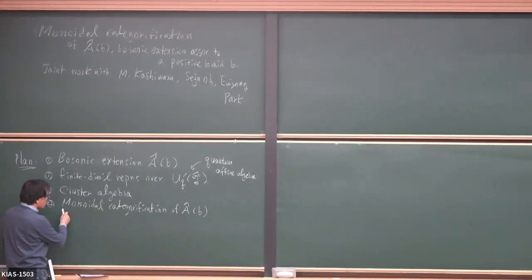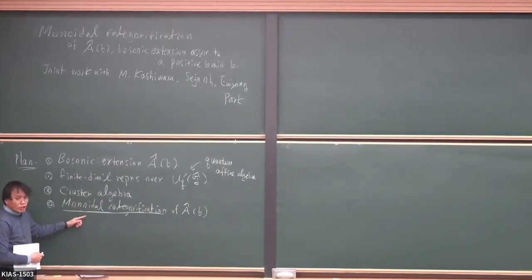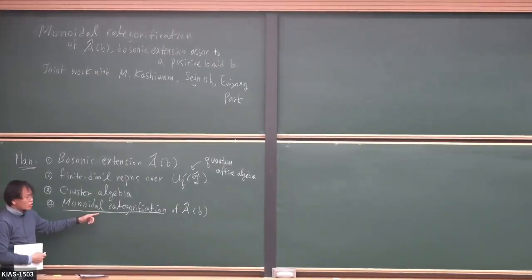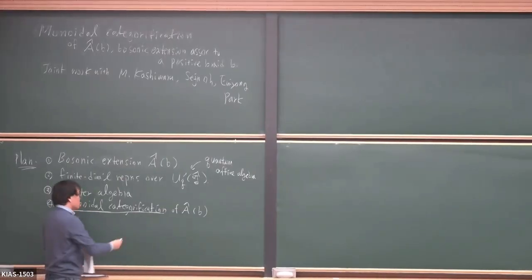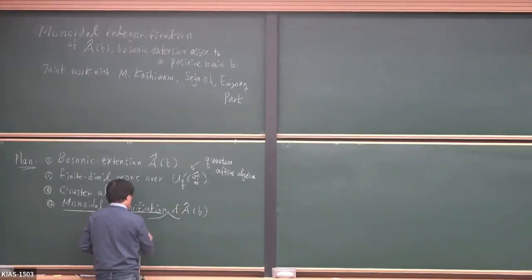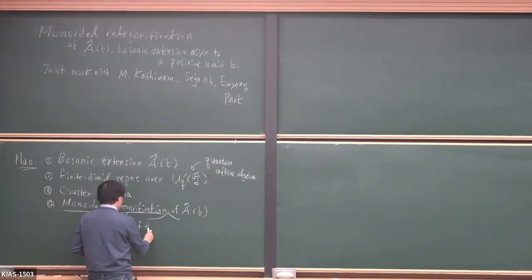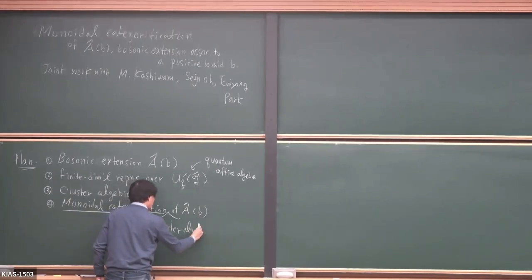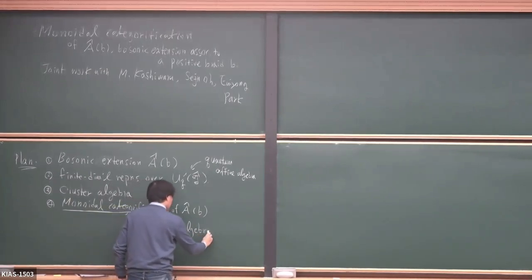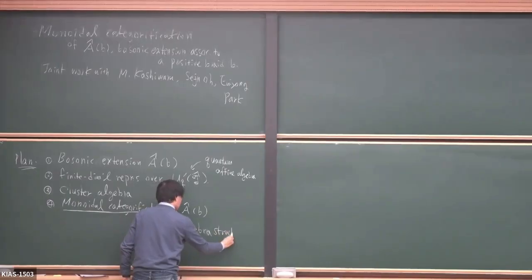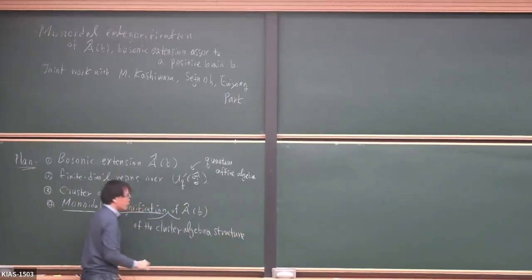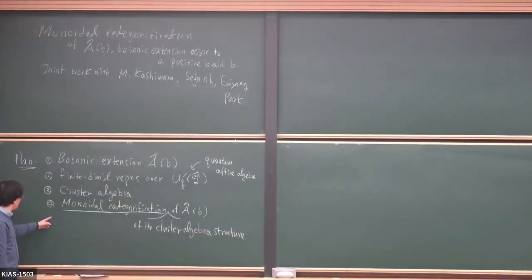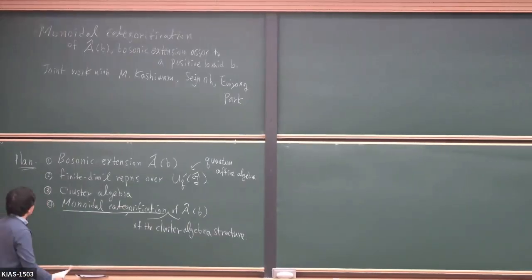Here the meaning of the monoidal categorification is, more precisely, that we have a monoidal categorification of the cluster algebra structure of this algebra. So for this, I need to introduce what the cluster algebra means here.